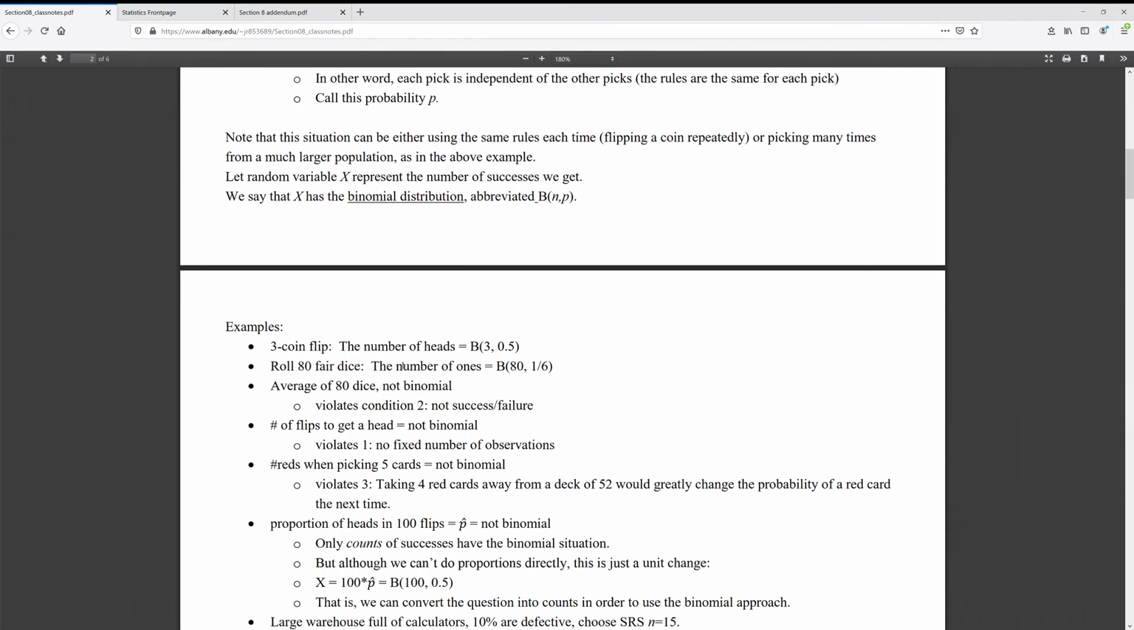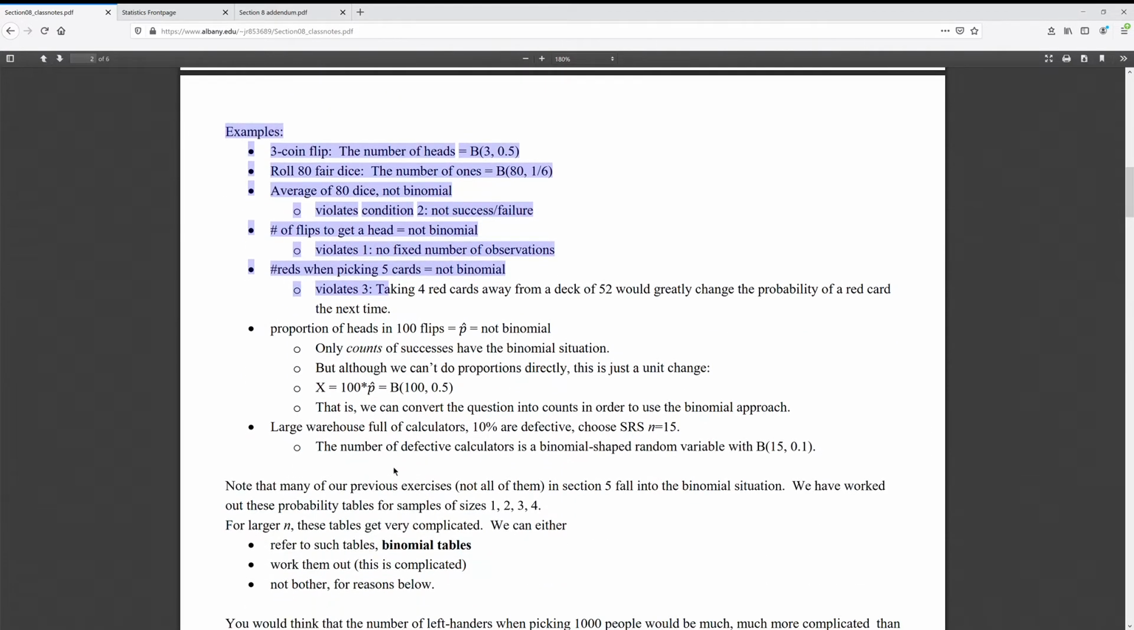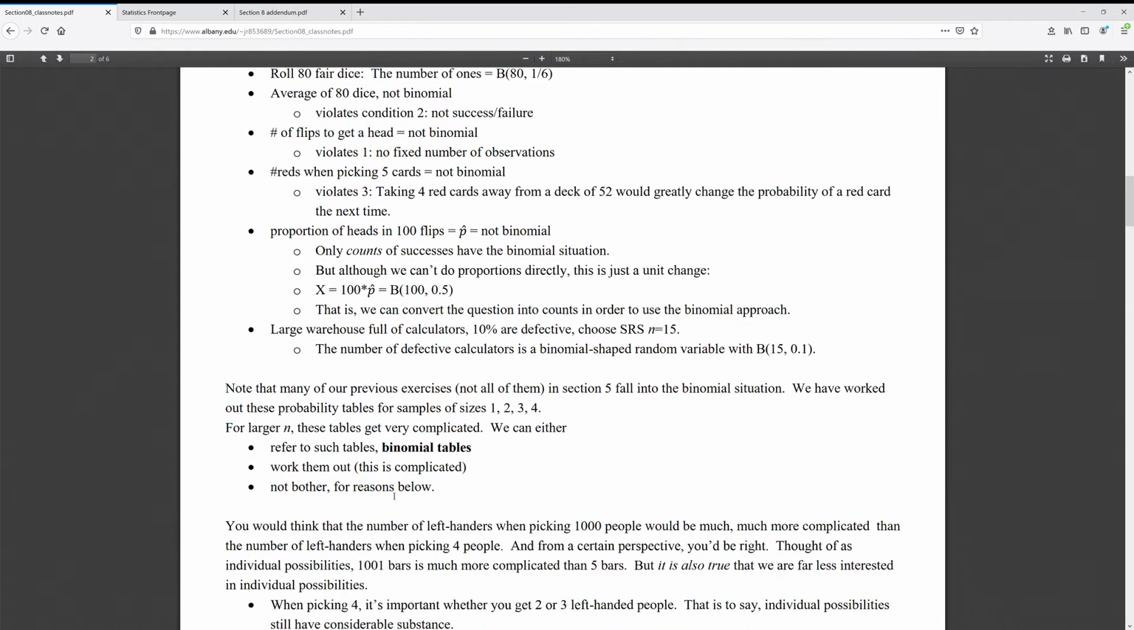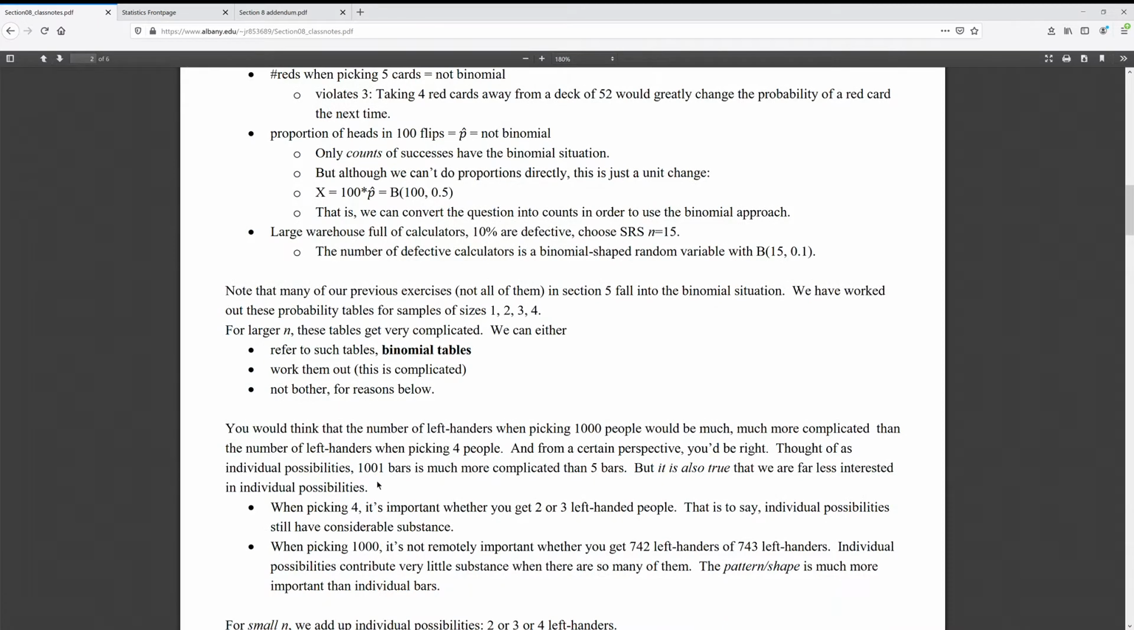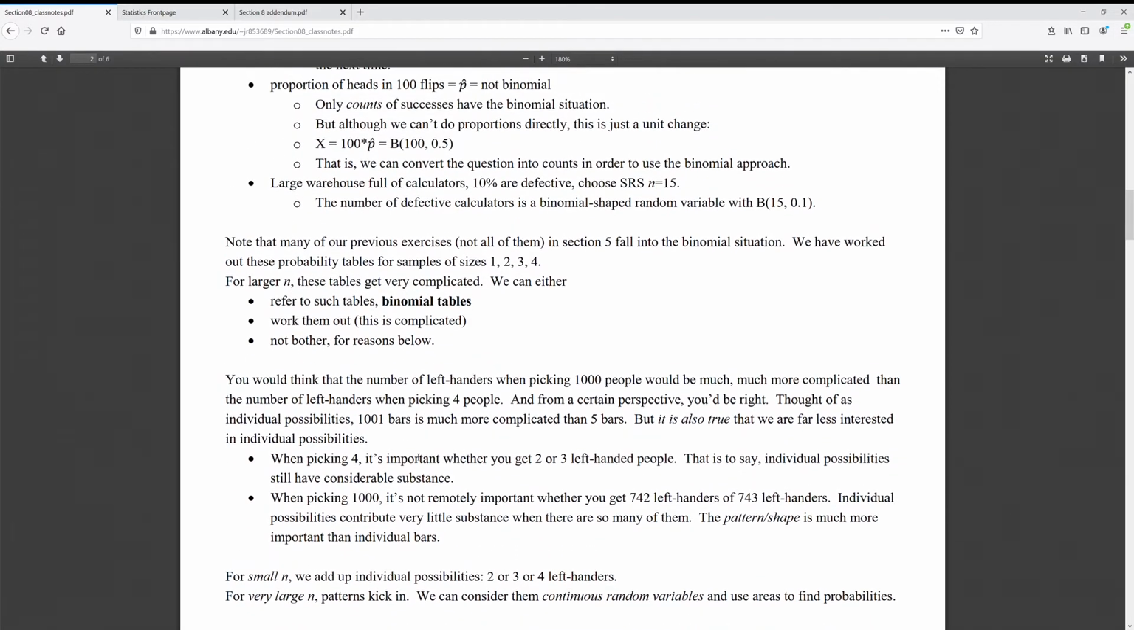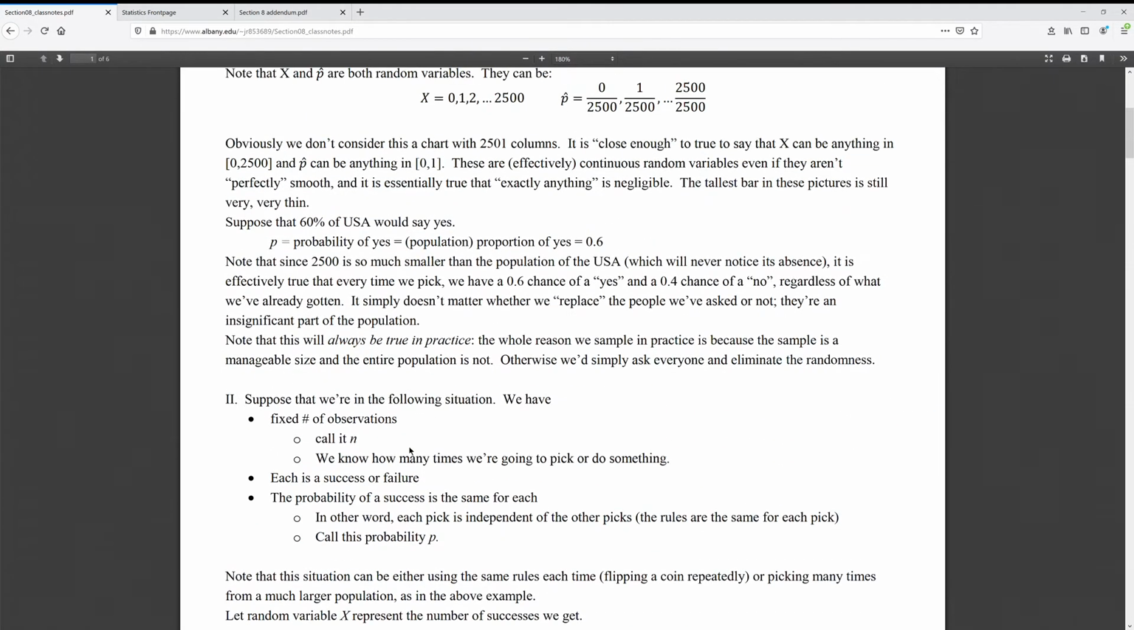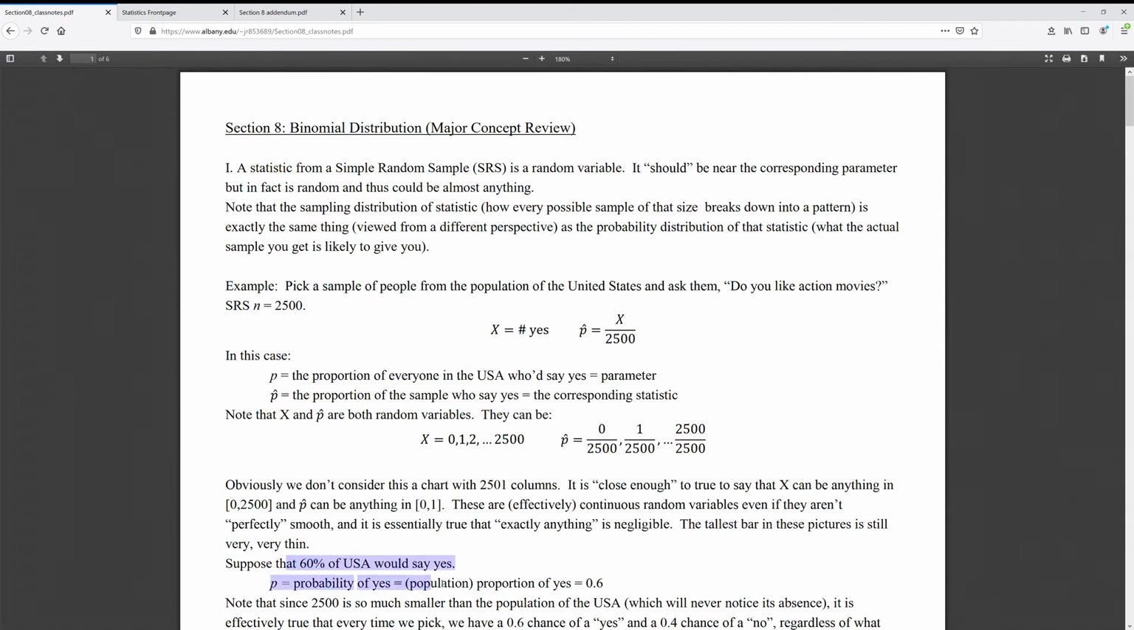So although it is a binomial distribution and can theoretically be computed as such, only theoretically, in practice it's way too complicated. On the other hand, we've also seen that as samples get larger, things begin to become not only very predictable, but very familiar as well. Everything that we did in Section 7 alludes to this, right? Given that 60% of people in the United States would say yes, they like action movies, if you pick a very large sample, probably you're going to get close to 60% of the sample saying yes.